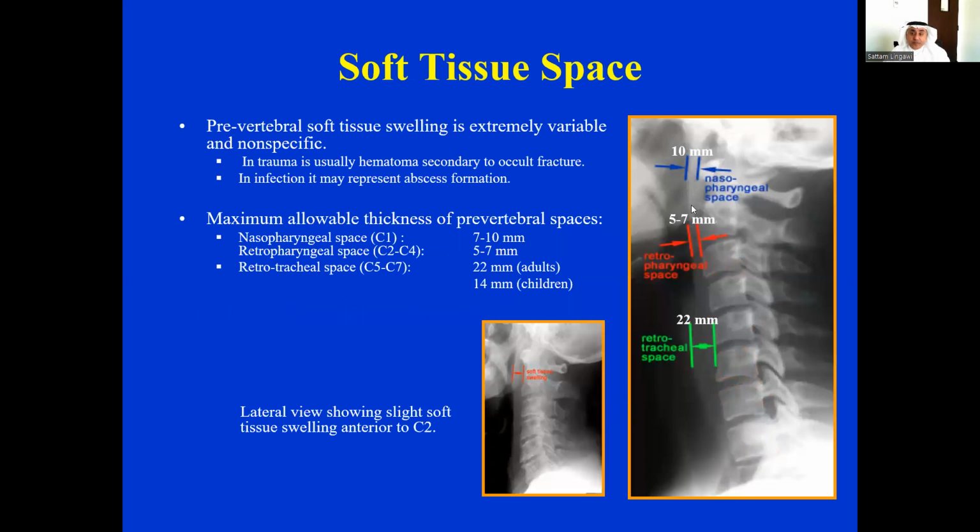Again, assessment of the prevertebral soft tissue is important. These are rough numbers. They should not be applied adherently. However, these are guidelines that one can use to assess the presence of prevertebral soft tissue thickening, which is a sign of the presence of hematoma in case of cervical spine injury and motor vehicle accidents, major trauma, or could be a sign of abscess formation, particularly in the nasopharyngeal and retropharyngeal spaces in cases of infection.